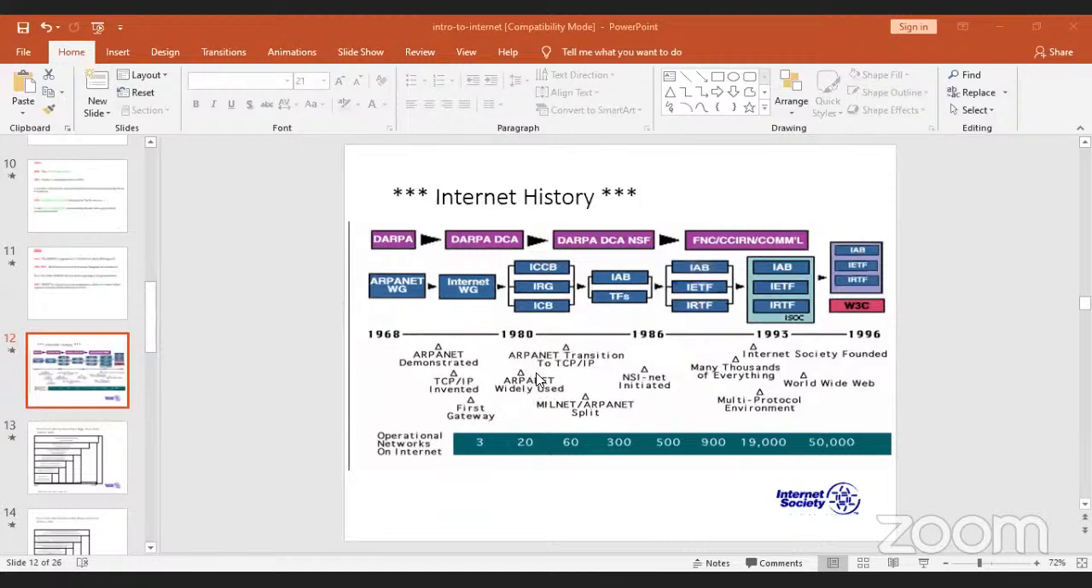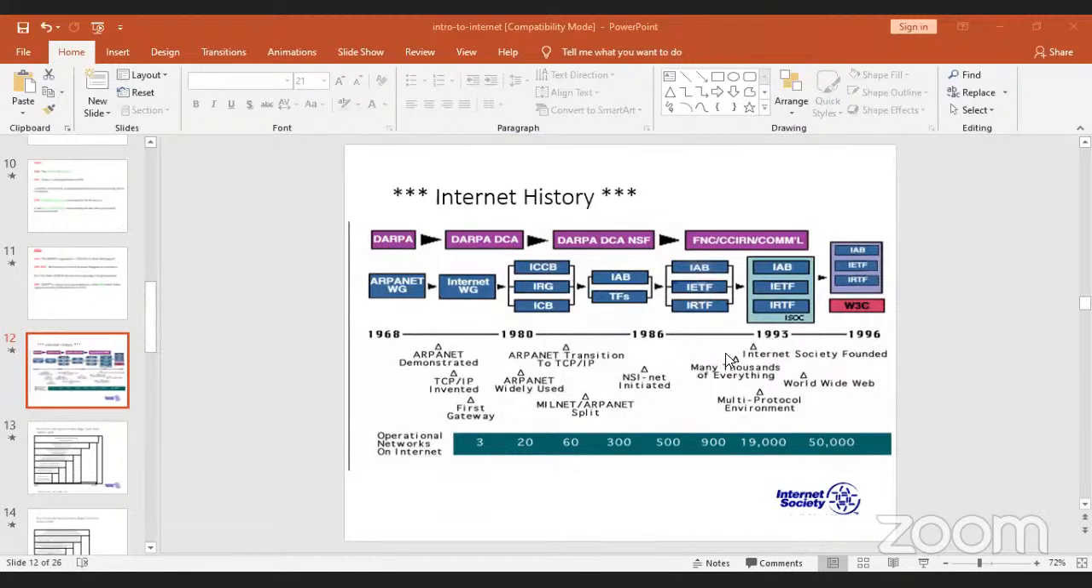ARPANET was widely used. Around 1982, ARPANET transitioned to TCP/IP. Around 1984, ARPANET was split to two, MILNET and ARPANET. In 1986, NSFNET was initiated. See, when you look at the internet, when you look at different textbooks and all that, you see different people talking about different histories, but you see a relation in a way about the history of internet. So this picture is from the Internet Society.